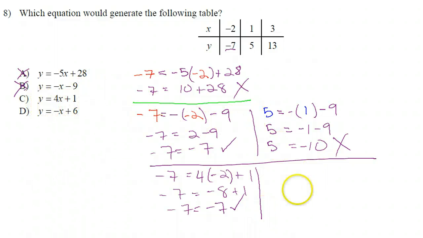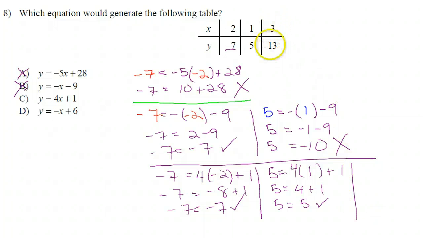Now let's move on to the second point to make sure that one's also a solution. So I'm going to plug it into the same one. This time it's 5 for y, 4 times x, and again our x is 1, and plus 1. And so I get 5 is equal to 4 plus 1, which is 5. So great. Now let's just check the last one. I have 3 for x and 13 for y. So we have 13 is equal to 4 times 3 plus 1. And I get 13 is 12 plus 1, which is 13. So now I see it works for all 3 of them, so this one is my solution.